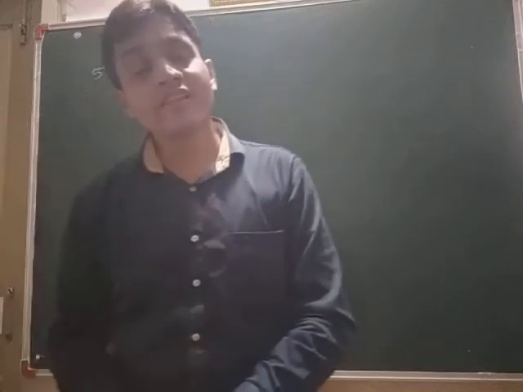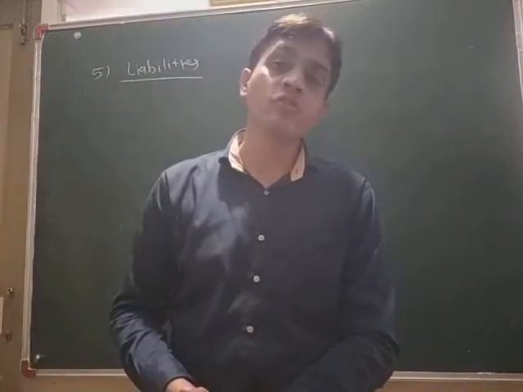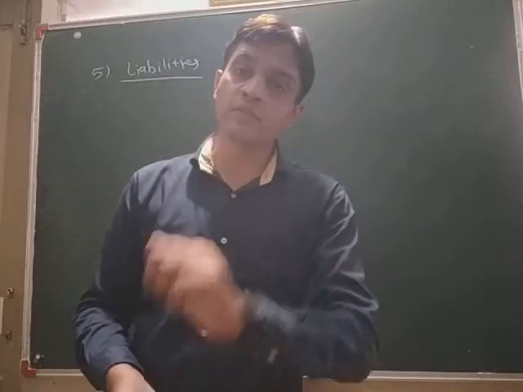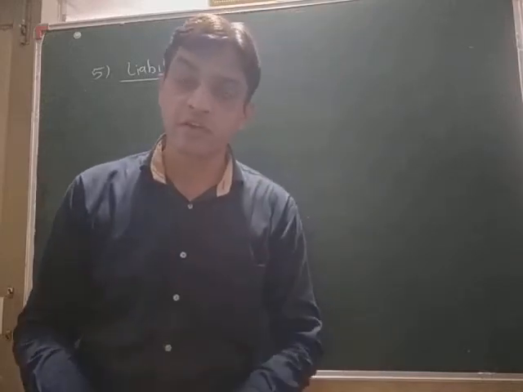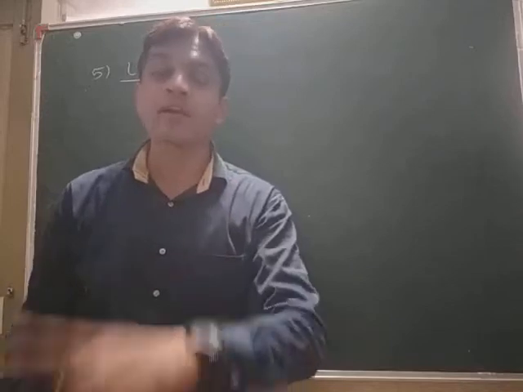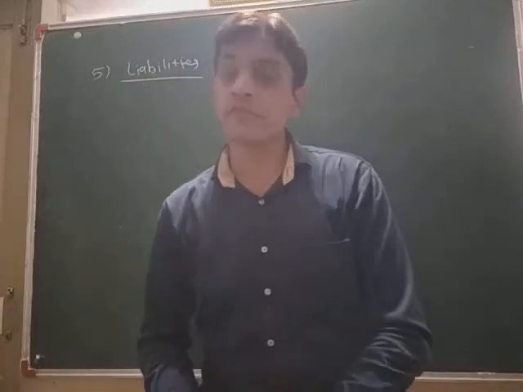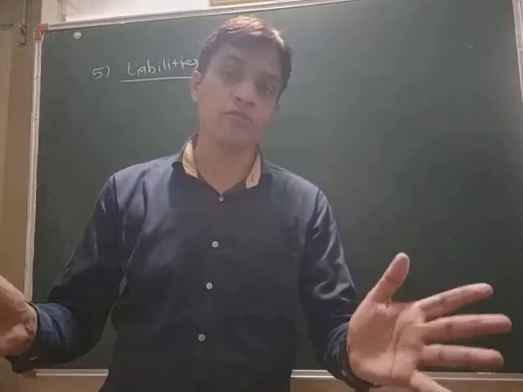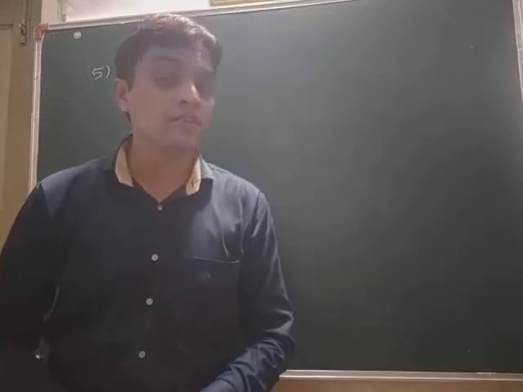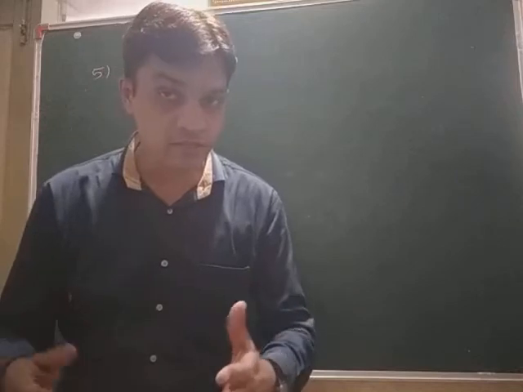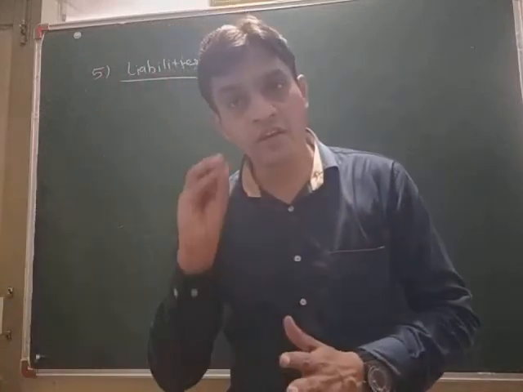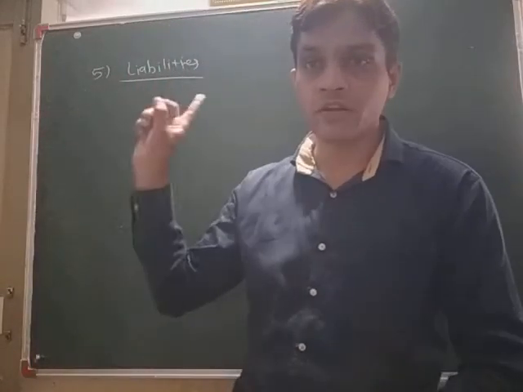In this accounting terms, in the previous video I have explained the four terms: number one transaction, number two accounting, number three capital, and number four drawing. So these four terms I have explained. Now in this video we will see the next terms. We'll start with number 5, and that is liabilities.